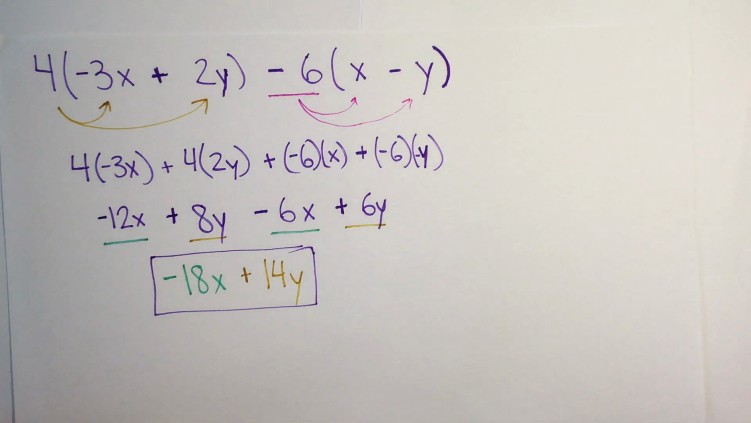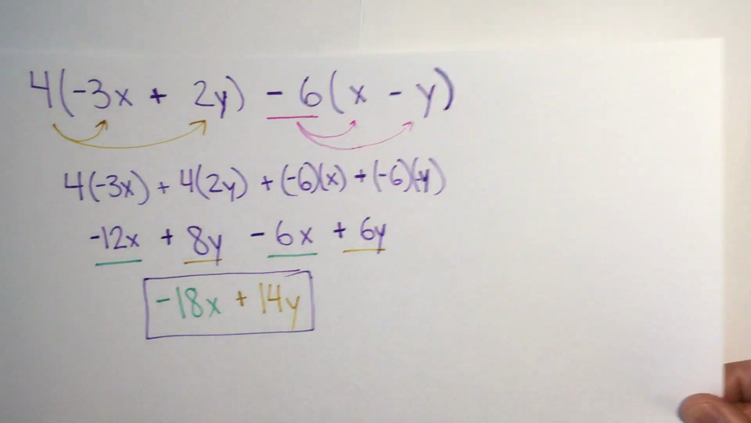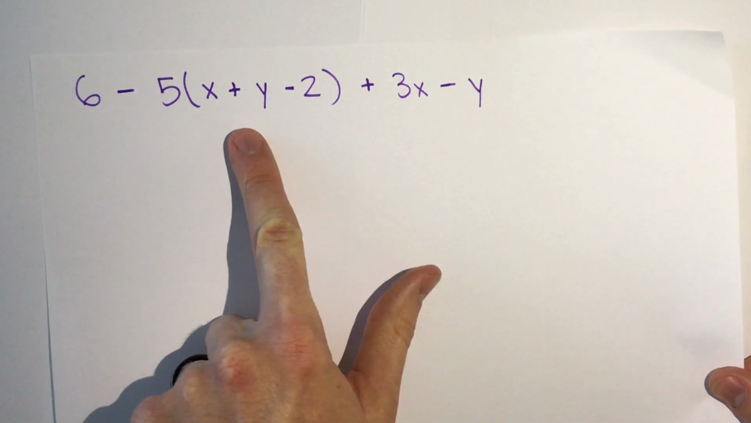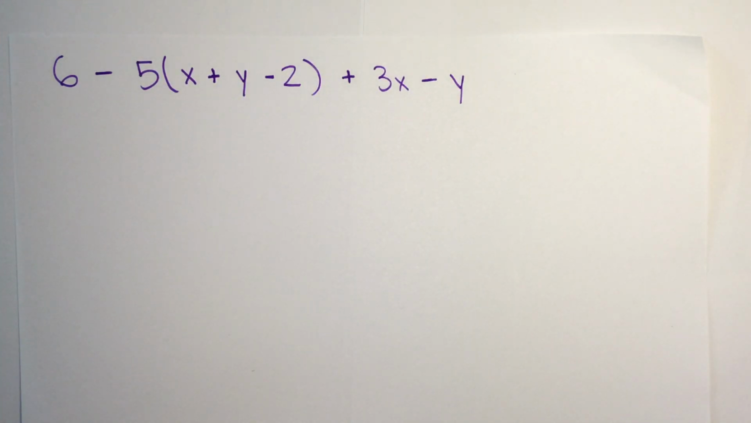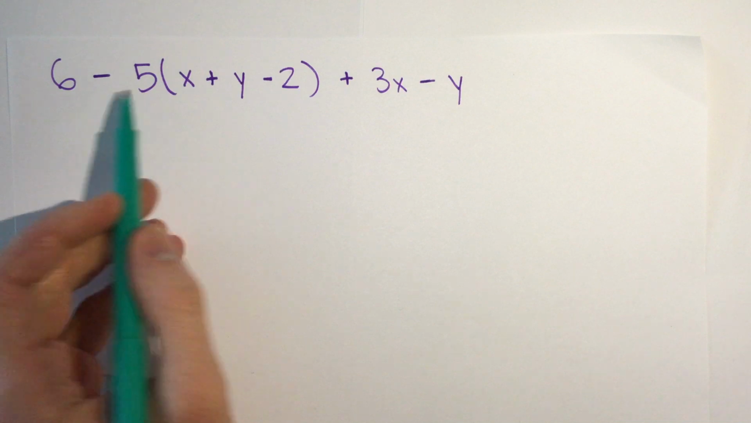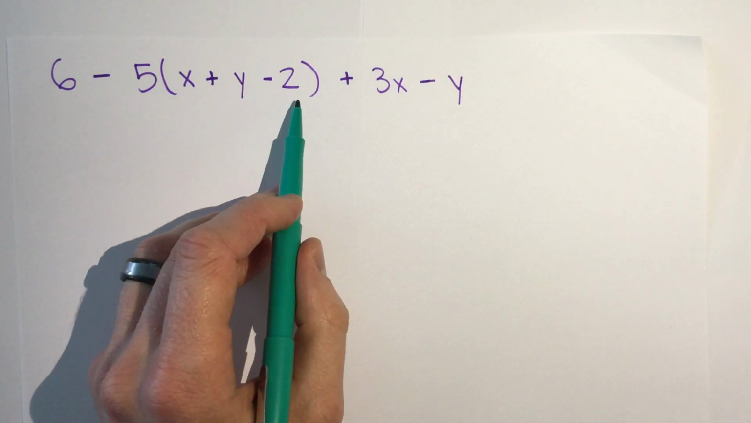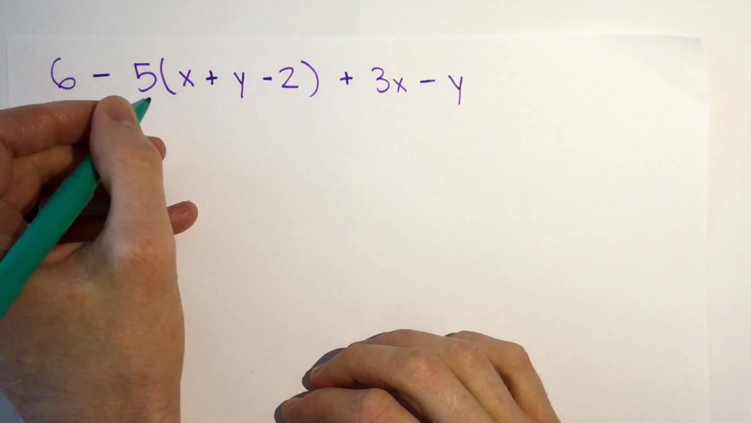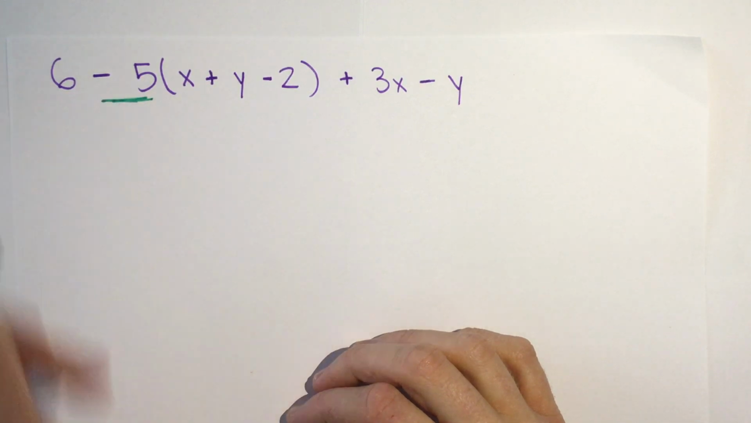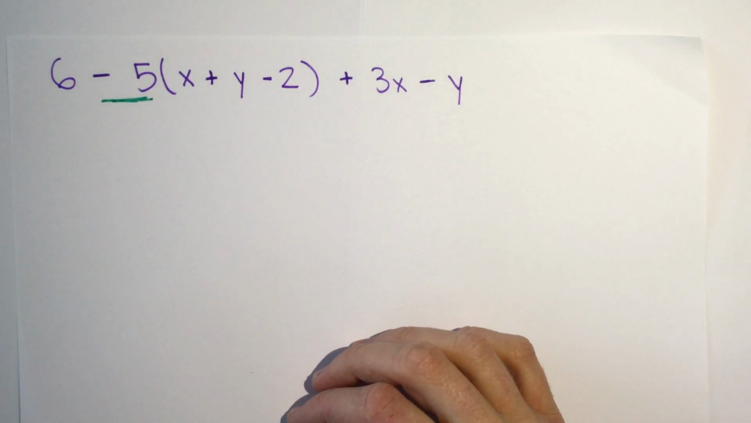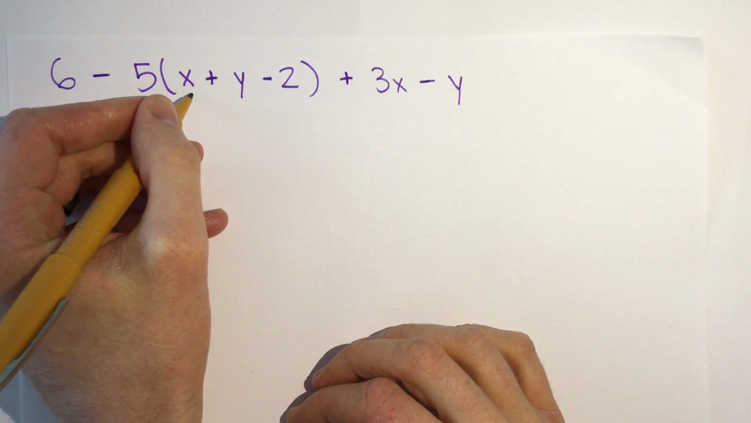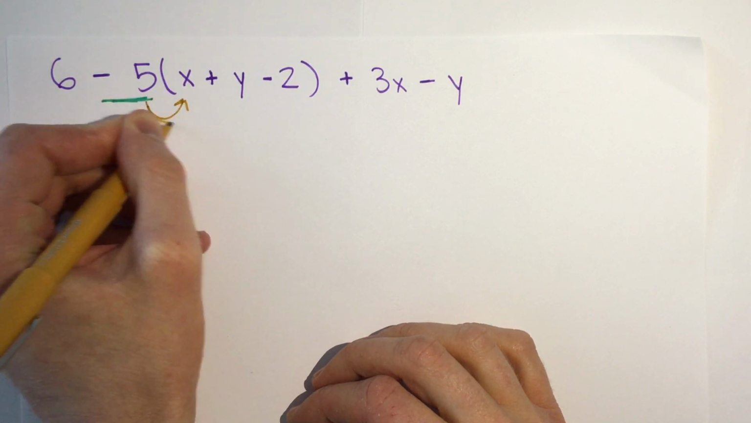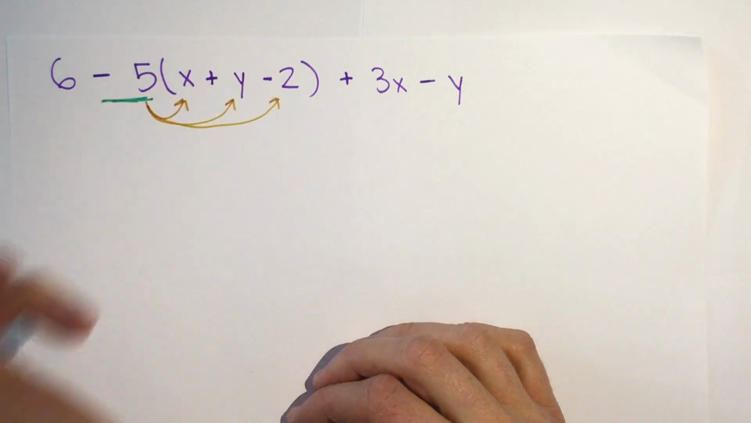Now we'll look at one more that doesn't have distributive properties all the way through, but has some distributive and some not, and the distributive property is bigger than we've done before. The whole thing is 6 minus 5 times x plus y minus 2, plus 3x minus y. Like before, we start with our distributive property. Notice we have negative 5 because of the minus sign, but now it's times x plus y minus 2. There are 3 things inside, so we're going to distribute to all 3 things.